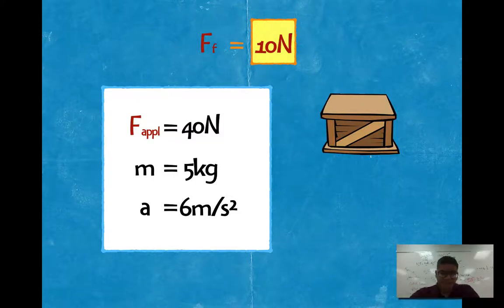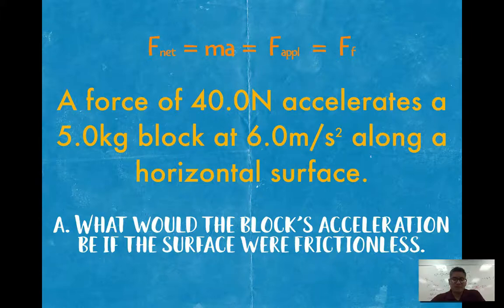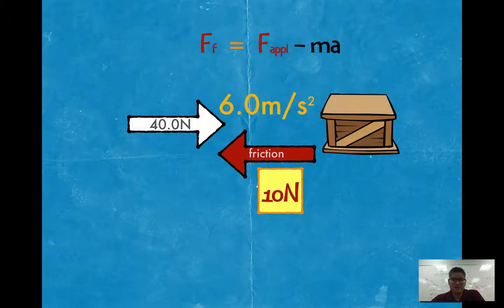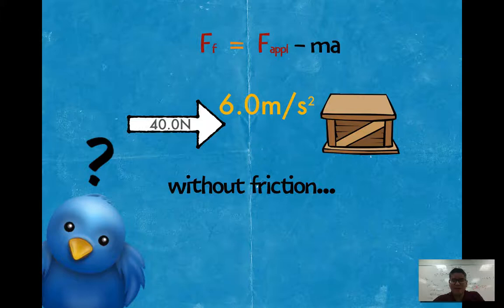Now I've just figured out something very key to the problem. I have figured out the amount of force that is working in the opposite direction of my applied force. So I take you back to the problem of what would the block's acceleration be if there was no friction. And now I know that friction force, which is 10 newtons. So the block with friction goes at an acceleration of 6 meters per second squared. Okay? And now that I know that friction force, I want to remove that friction force and see how fast this block would go without friction.